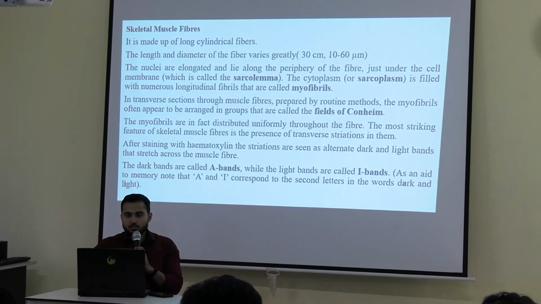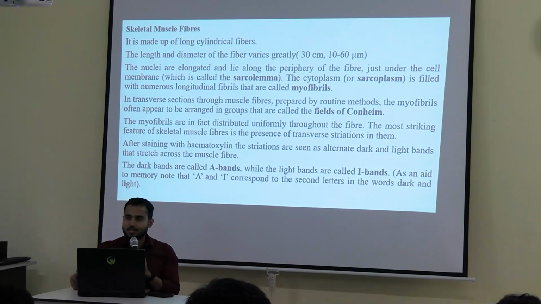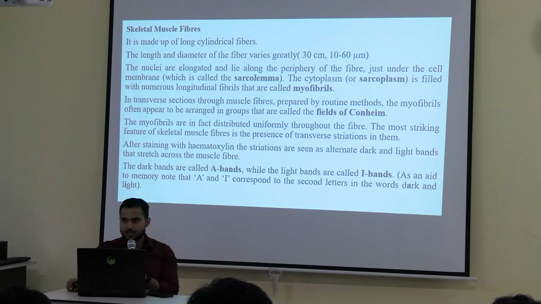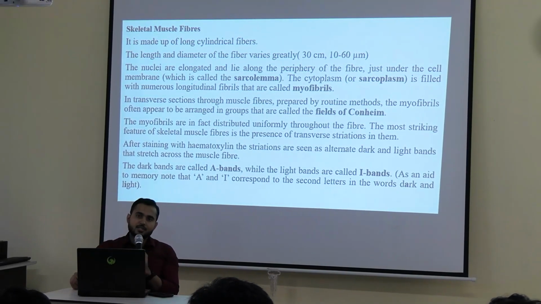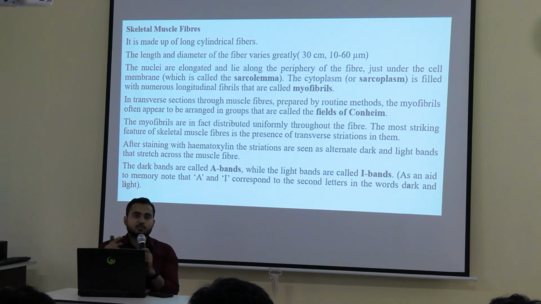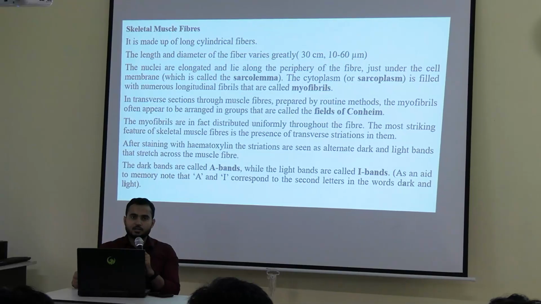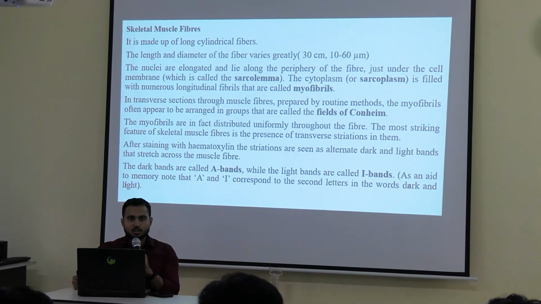Now, in case of skeletal muscle, what exactly you have to know is, first of all, the fibers are cylindrical in shape. Next, if you see the fibers, what are they? These are nothing but cells, myocytes, which are elongated. Now, if it is elongated, that means it will have all the cellular organelles.